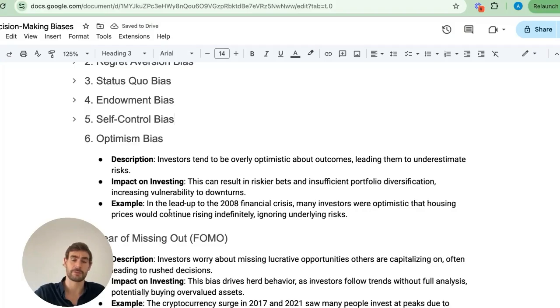Bias number 6 is optimism bias. Here is where investors tend to be overly optimistic about outcomes, leading them to underestimate the risk. The impact on investing is that this can result in riskier bets and insufficient portfolio diversification and increased vulnerability to downturns. An example is that in the lead-up to the 2008 financial crisis, many investors were optimistic that housing prices would continue to rise indefinitely, ignoring the underlying risk.